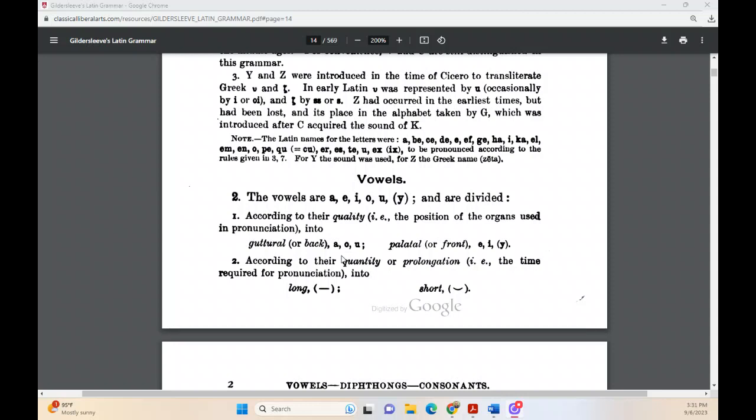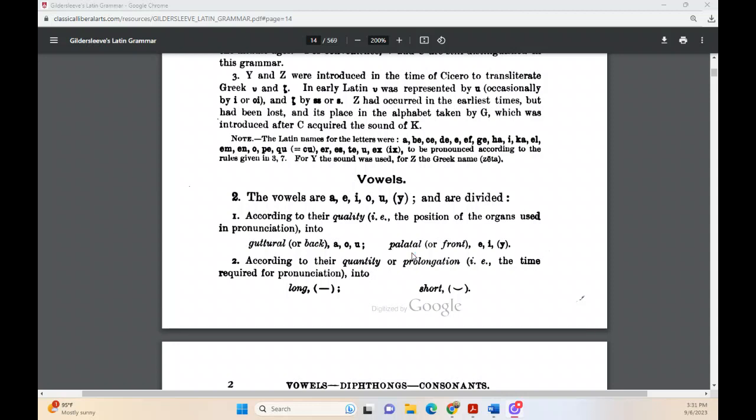Those vowels are called guttural vowels because they're made in the back of the mouth: alpha, omicron, and omega. The second group are called palatal vowels because they're made in the front of your mouth. The top of your mouth is called the palate. We call it the roof of the mouth. If you feel the top of your mouth with your tongue, you feel that hard roof of your mouth, that's called the palate.